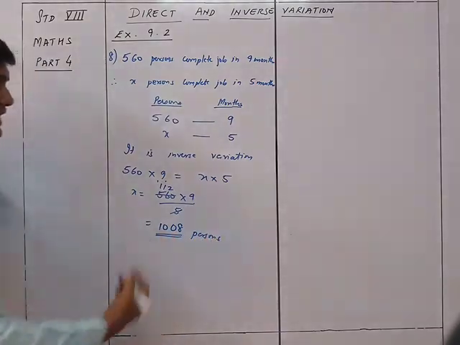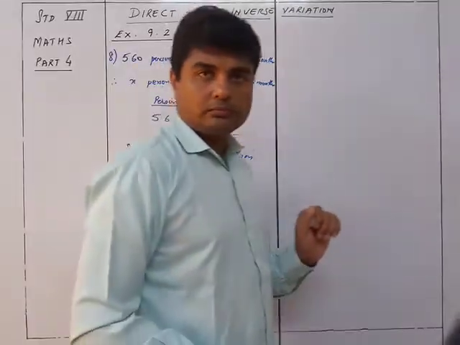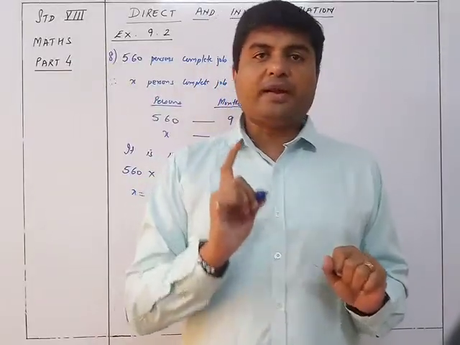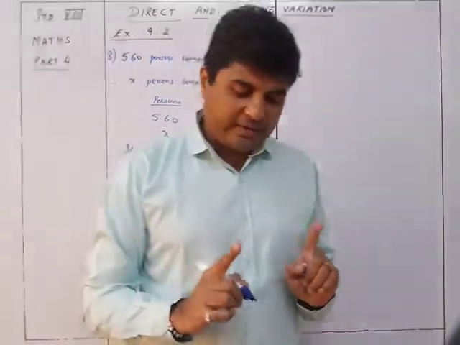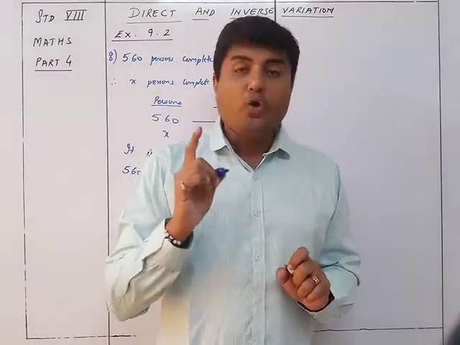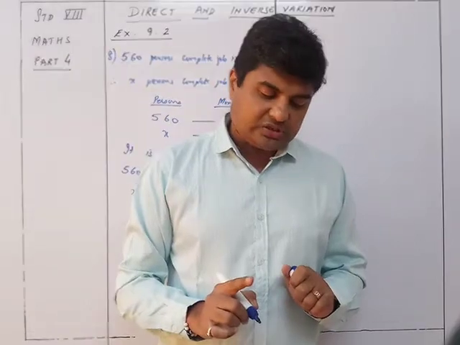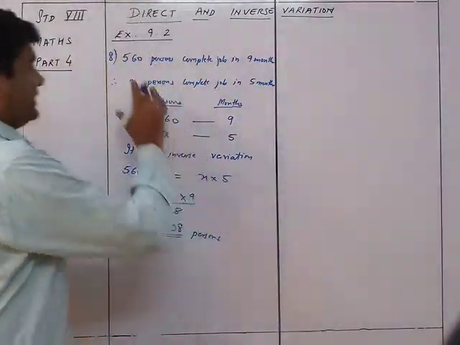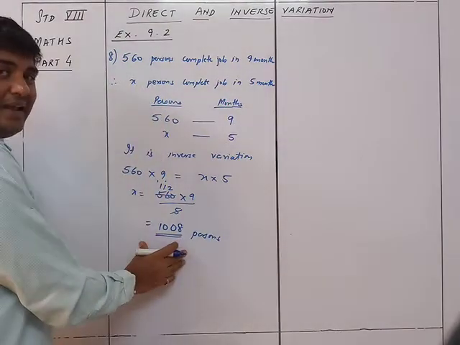Now, this is not the answer. Read the question properly. What is given here? If it is required to complete the job in 5 months, how many extra persons should be employed? See, 560 were already there. I need a total of 1008.